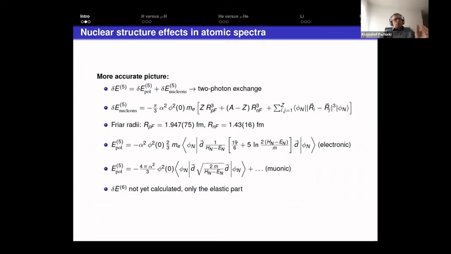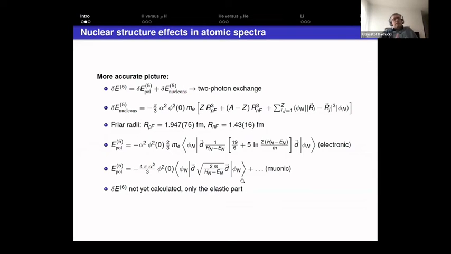And this is the true formula. For a heavy nucleus, I would say it may coincide with the previous simplified formula, but even for the deuteron, this term will vanish. And for the deuteron, there is no Friar radius. There is only this contribution for the proton and neutron, plus the so-called nuclear polarizability contribution. This nuclear polarizability contribution has completely different physics for electronic atoms and for muonic atoms. For muonic atoms, Simon has presented the formulas.